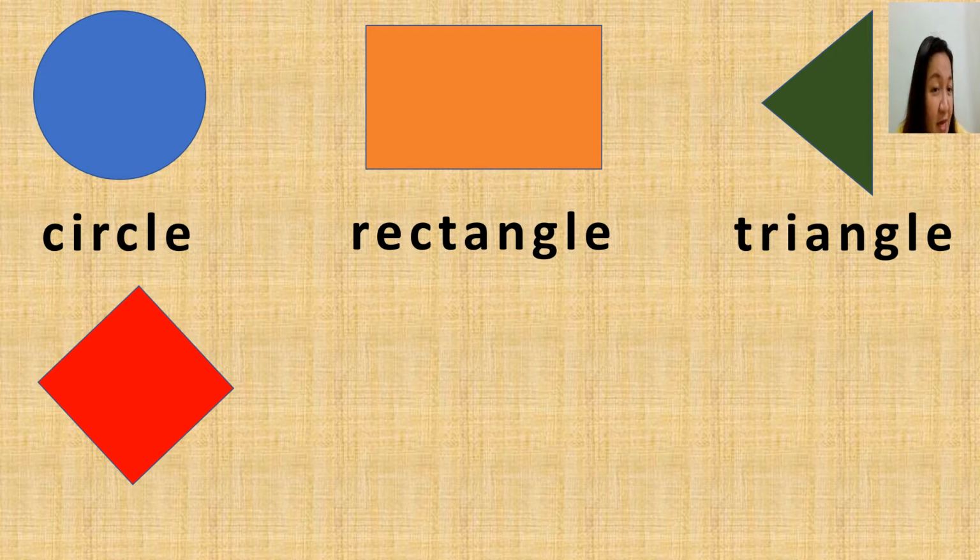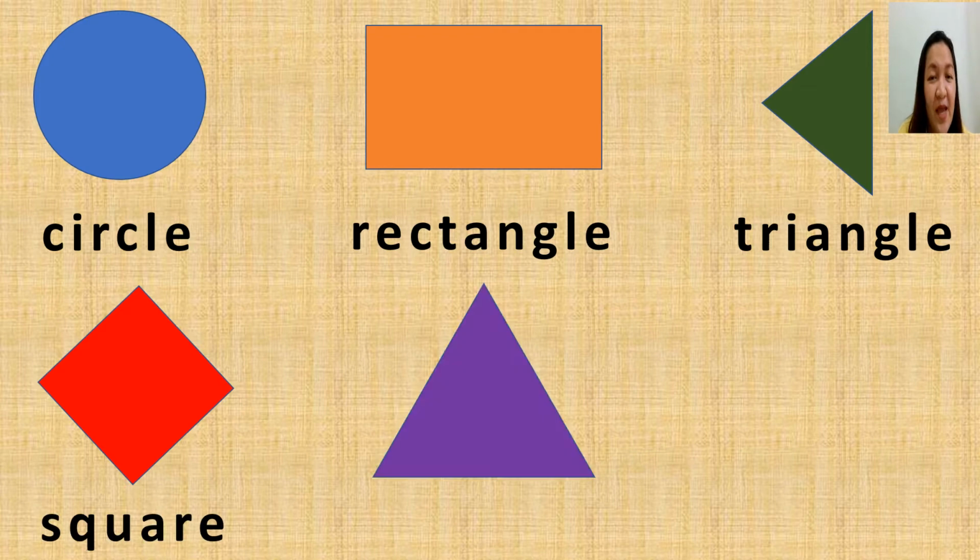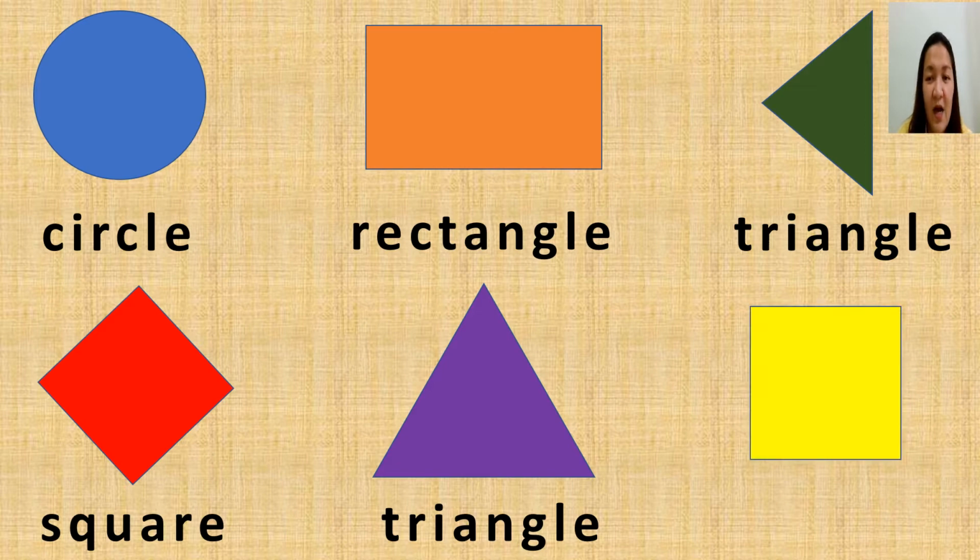Next, what shape is this? This is a square. Next, what shape is this? This is a triangle. How about this? What shape is this? This is a square. Very good.